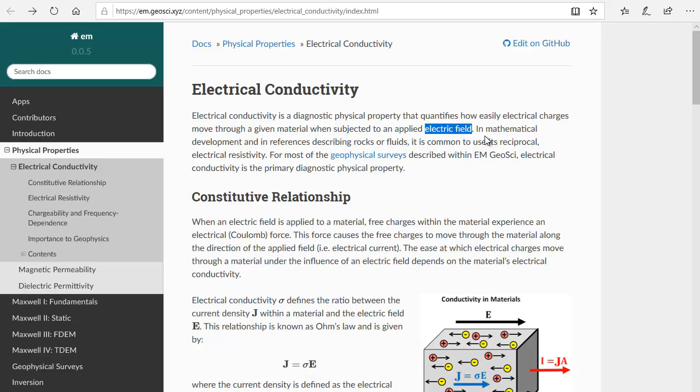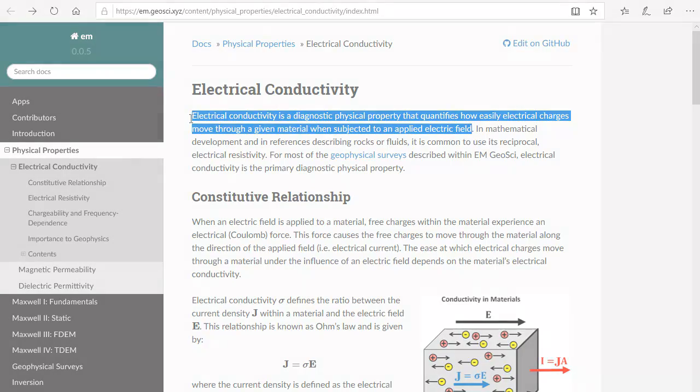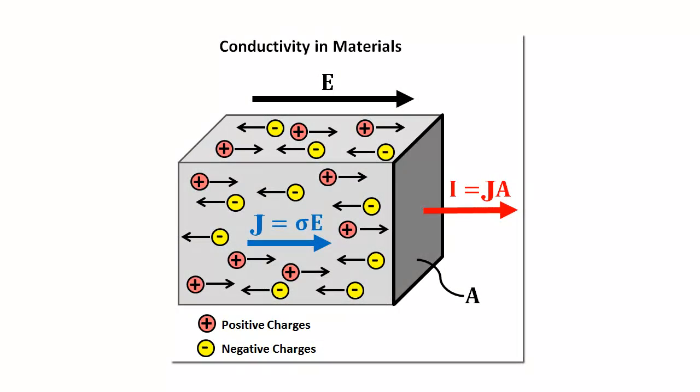Okay, so back to conductivity. In a mathematical development aid in references describing rocks and fluids. Okay, rocks and fluids, well, that's something you wouldn't sort of expect to read about when you're reading about conductivity. And I'll let you read the rest, because really at this stage we've probably covered the most important bit. And they give you a very good diagram.